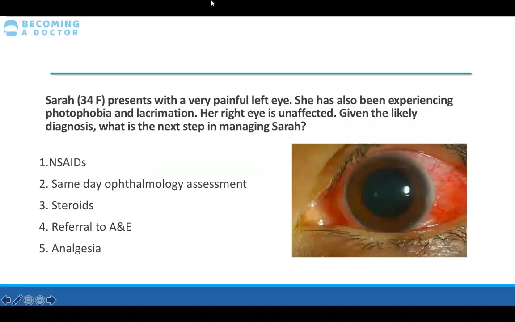Coming to case 9, and you've got Sarah, who's a 34-year-old female, and she presents with a very painful left eye. She has also been experiencing photophobia and lacrimation. Her right eye is unaffected. Given the likely diagnosis, what is the next step in managing Sarah? So I'm going to open a poll for you guys, and take about 30 seconds and see what you guys think.